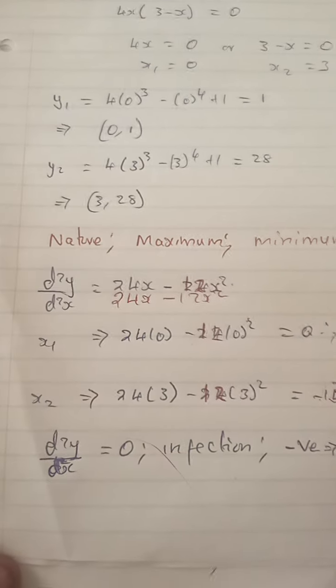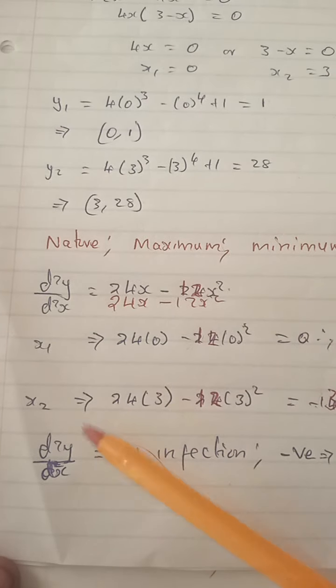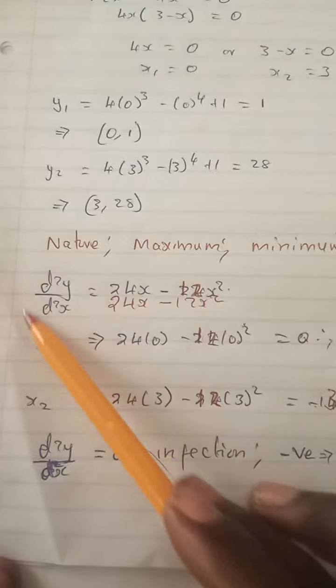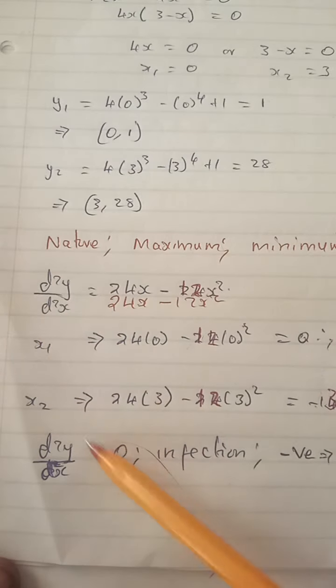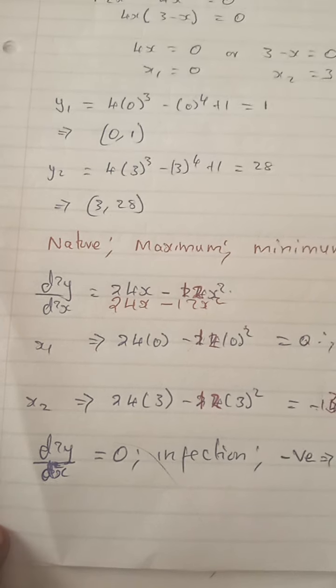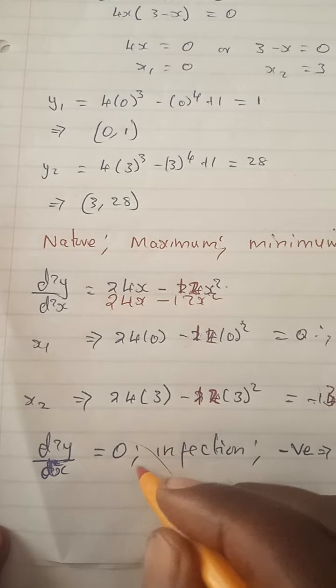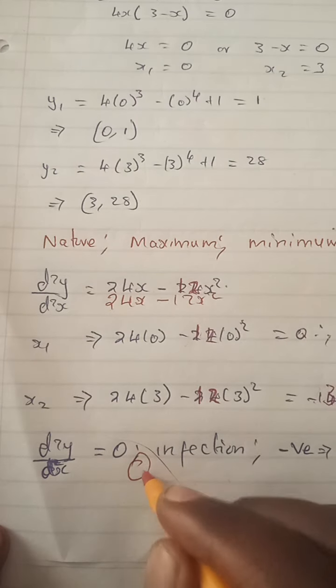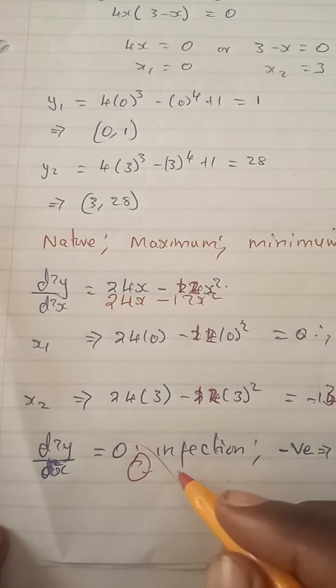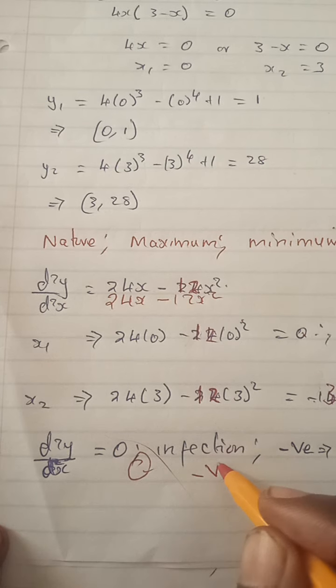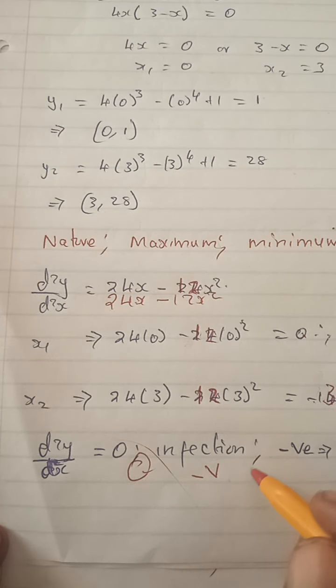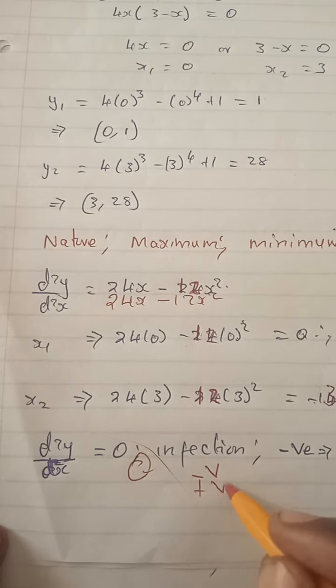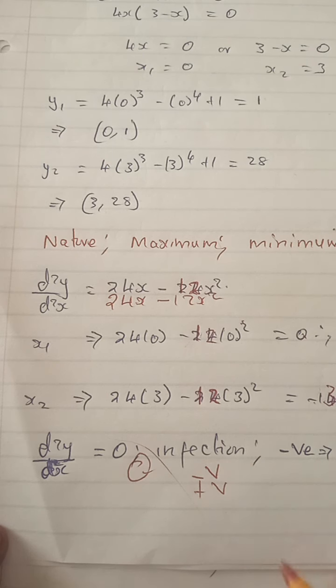Therefore, in general, to know the nature of the stationary point, you first find the second derivative of that function. Then, replacing the values of x, if it gives you a value of 0, that implies a point of inflection. If it gives you a negative value, it implies a maximum point. If it gives you a positive value, then it implies a minimum point.